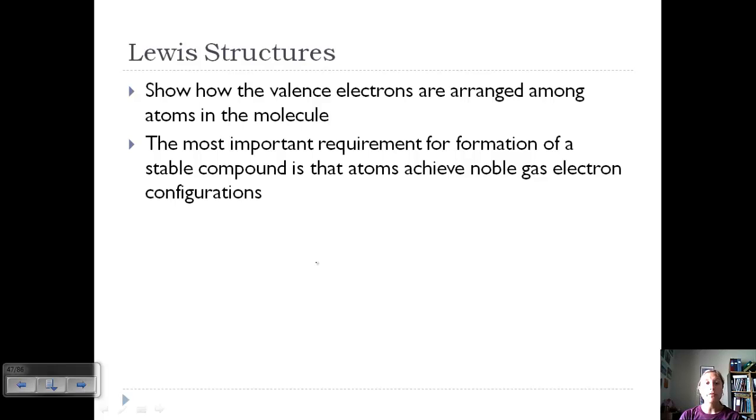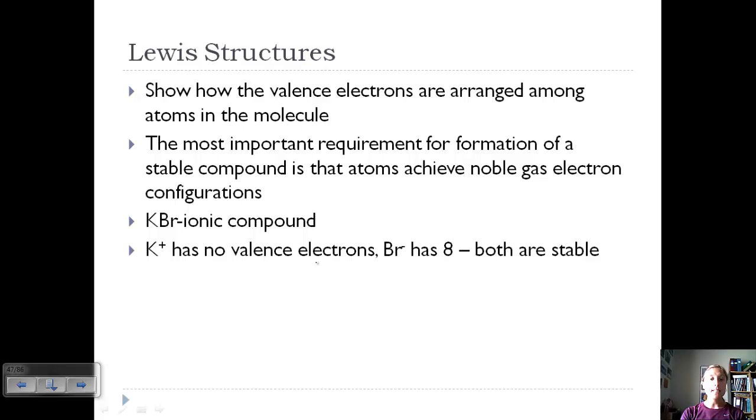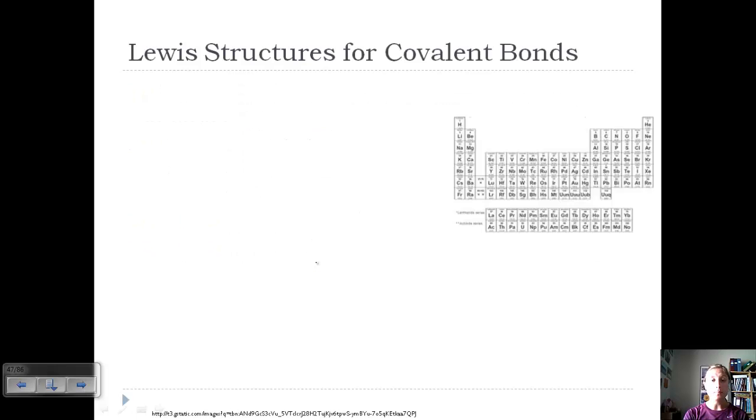The most important requirement for formation of a stable compound is that atoms achieve noble gas electron configuration. We talked about this before, where elements will either share or steal electrons in order to achieve that noble gas electron configuration. If we look at, for example, the compound potassium bromide, the potassium ion, K+, has no valence electrons and has donated its one valence electron. The bromine ion is a negatively charged ion, and it has 8 valence electrons because it took the one from potassium. Now they are both stable, and so they will form a compound.